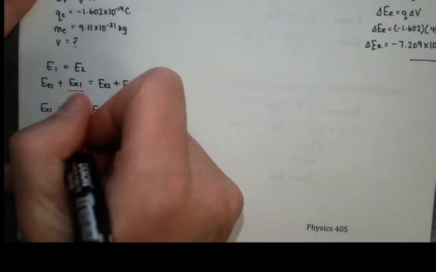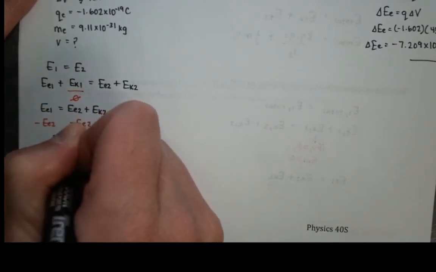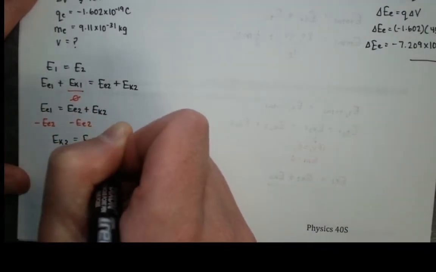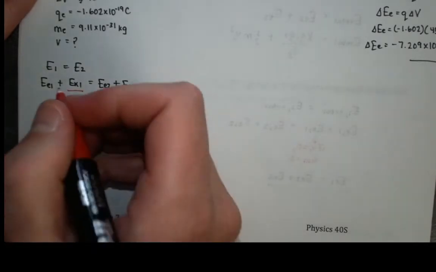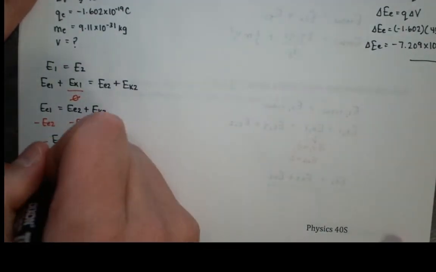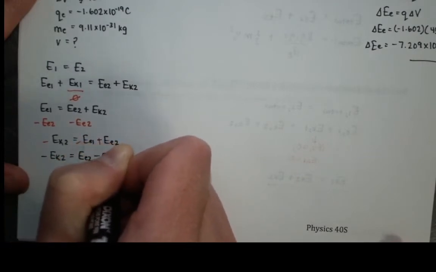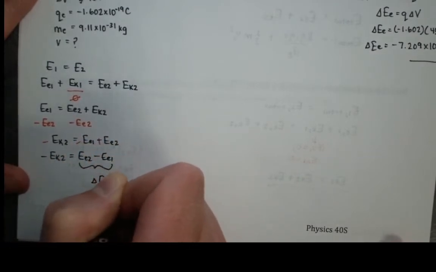To make delta E out of this, we need to get the E's together. So let's take away EE2 from both sides. So we're left with EK2 equals E1 take away E2. Now, of course, for difference, we want to take away 1. So if we just reverse the signs on this, we're going to end up with negative EK2 equals EE2 take away EE1. And of course, this is delta E.